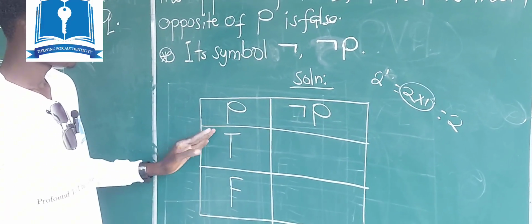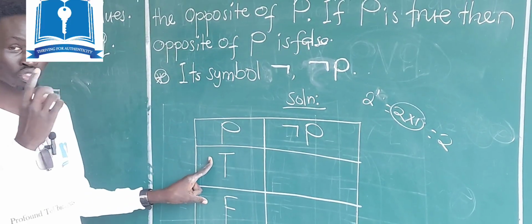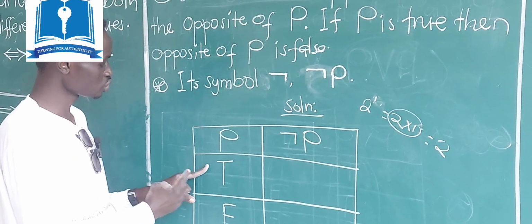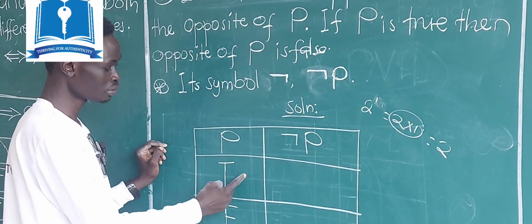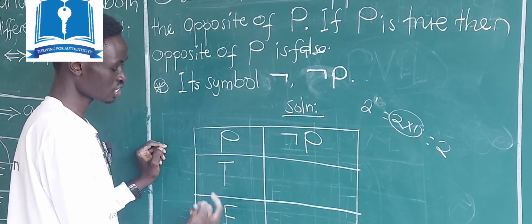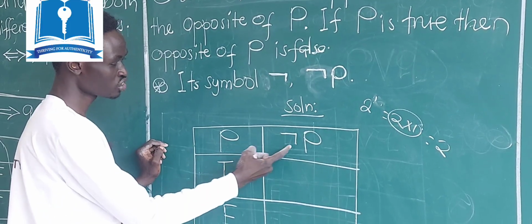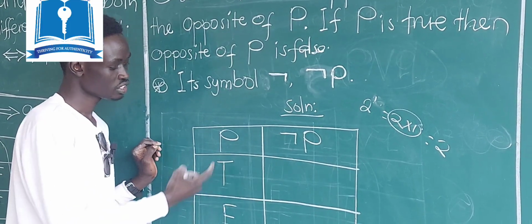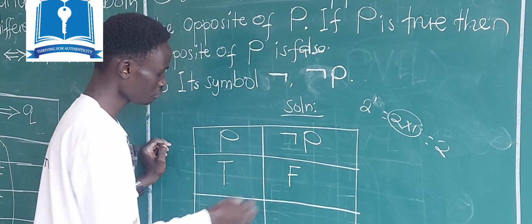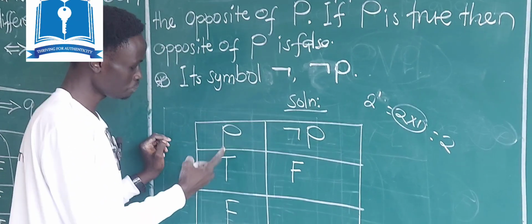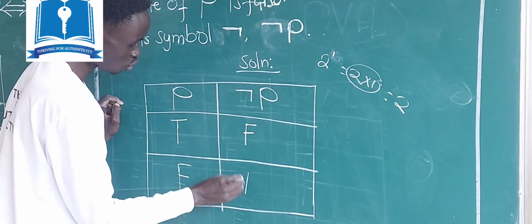As I said, if you have 2 rows and two truth values, we just divide the 2 rows between the 2 truth values. So this will be true, this will be false. Now what will be the opposite of P? If P is true, the opposite will be false. If P is false, the opposite will be true.